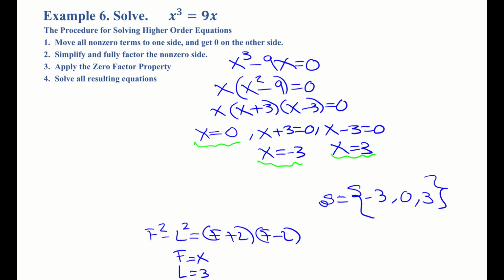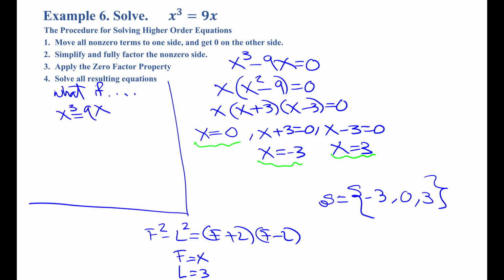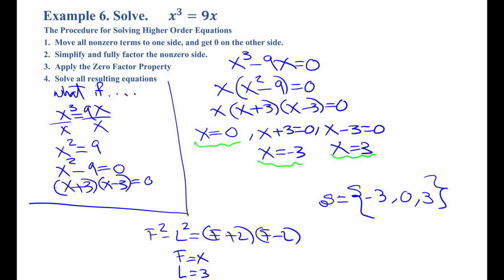All right, so let's do a what if. What if I did that? In other words, what if I took x cubed equals 9x and I went ahead and divided both sides by x, right? You're going, that seems pretty reasonable. So I end up with x squared equals 9. And I'll move the 9 to the left side now, and I'll factor. So I get x plus 3 times x minus 3 equals 0.